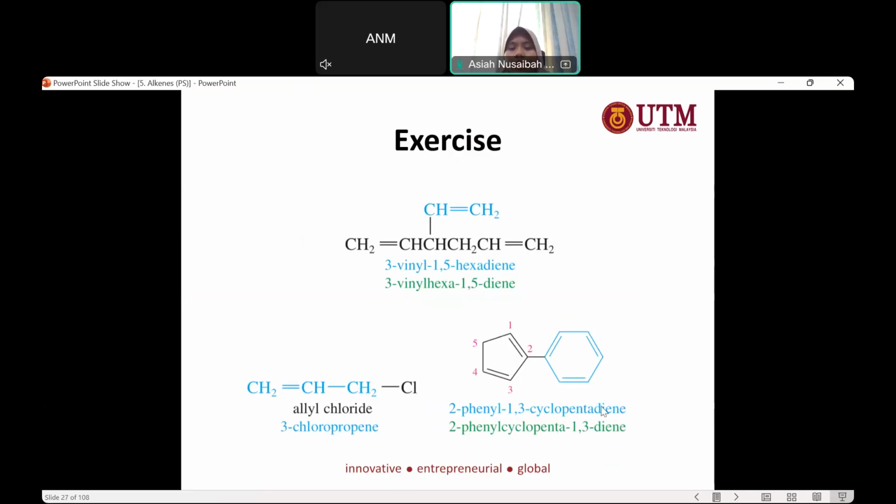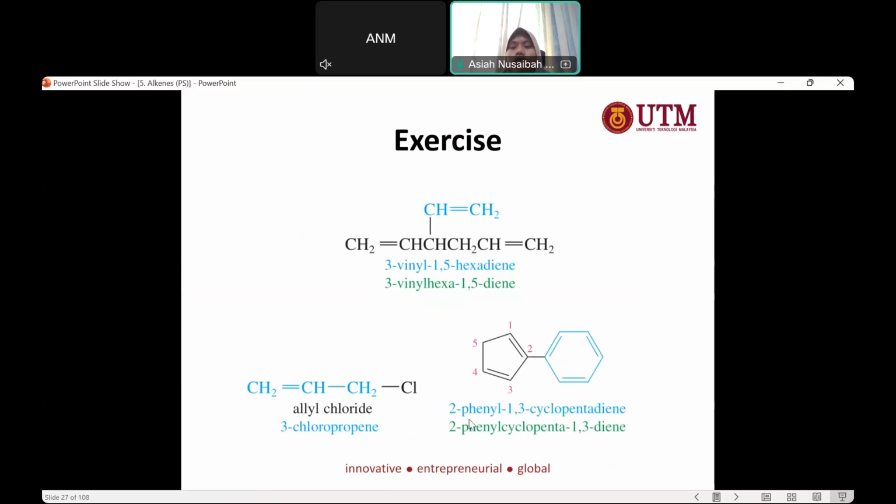Okay, then we have the third structure. So we have 2-phenyl-1,3-cyclopentadiene. So phenyl, which is the aromatic compound here on the bottom right, the blue color structure, is the branch. So this is the branch. So we have phenyl here. Phenyl is attached to carbon number 2. So we have here 1, 2, 3, 4, 5.